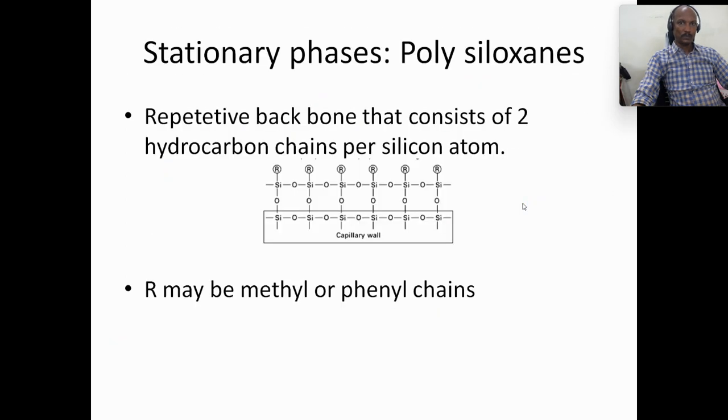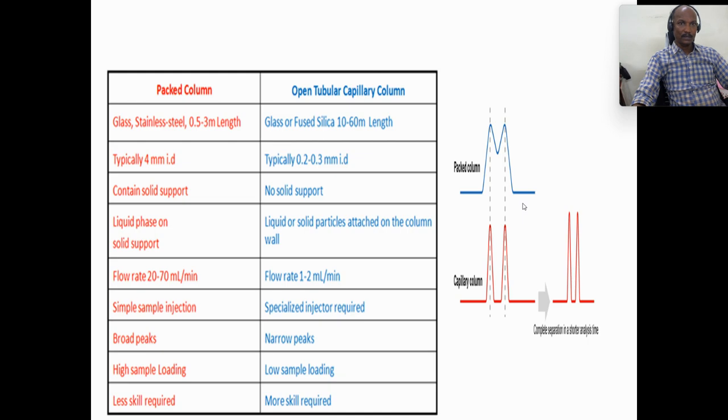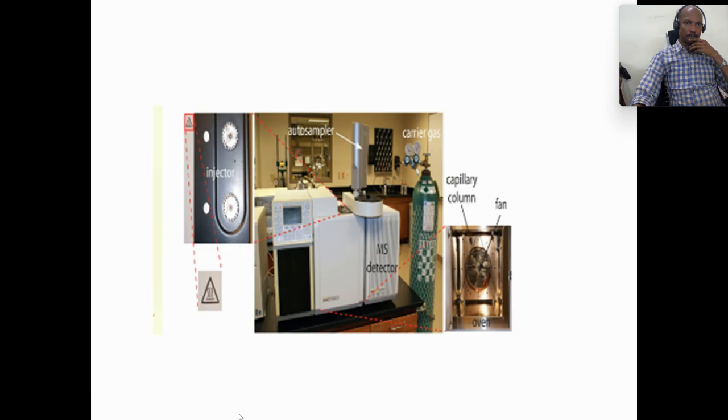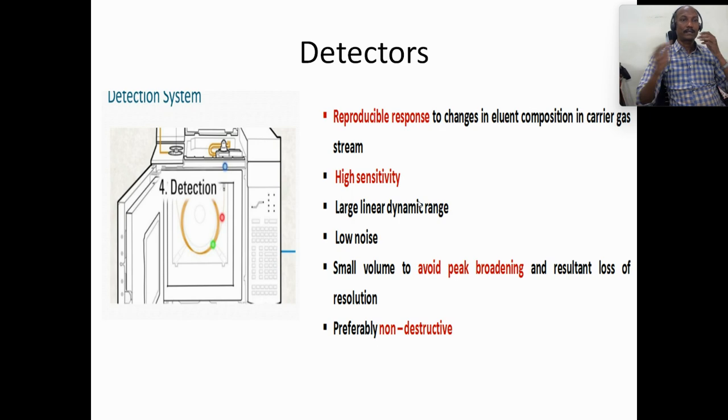Next, the widely used stationary phase is polysiloxanes. There are various differences between the packed column as well as the open tubular column, and they have so many differences that can be observed in the properties of the packed column as well as the open tubular columns. This is the appearance of this particular gas chromatograph.